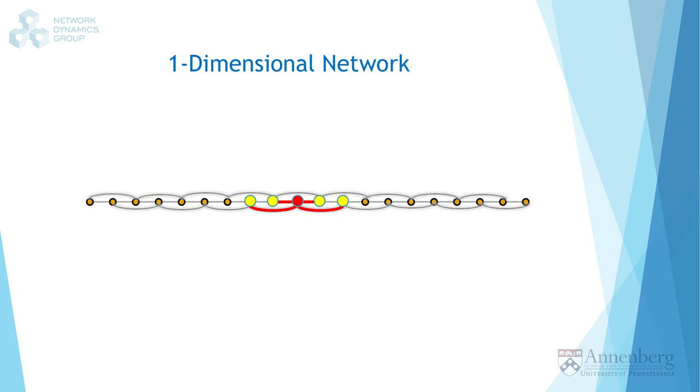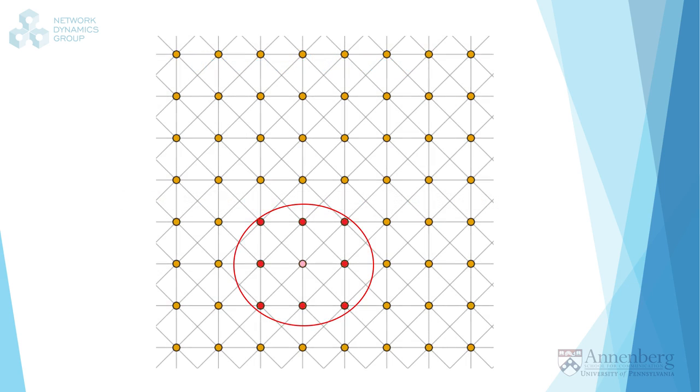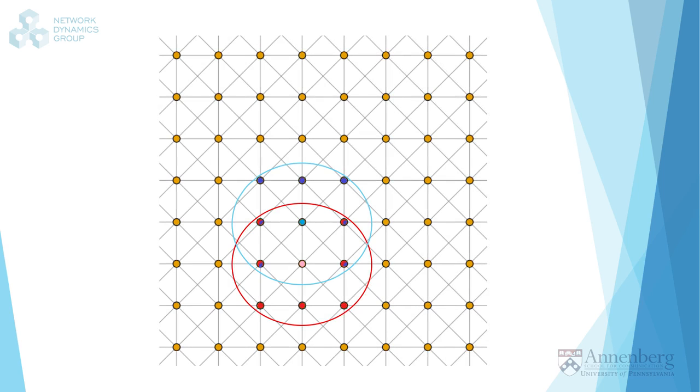So, as you can see from these examples here, in a one-dimensional network where each node has 4 neighbors, 2 to the left and 2 to the right, they share several neighbors with the nodes on either side of them. And in a two-dimensional network, for example, this Moore neighborhood here, you can also see that each node shares neighbors with the nodes on either side of it.